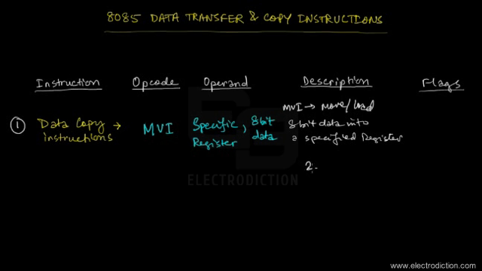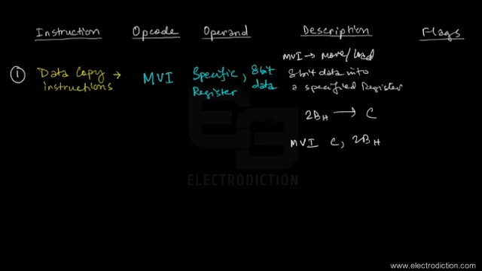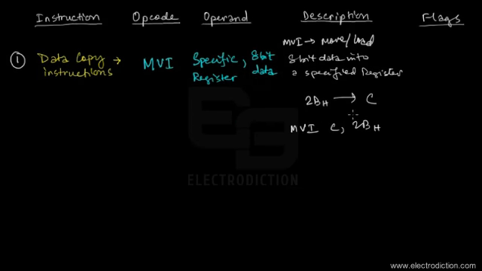2BH into the register C. We can use this instruction to do so. We can just write here MVI C, 2BH. Sorry, not X. My mistake, don't mind. So there you go.